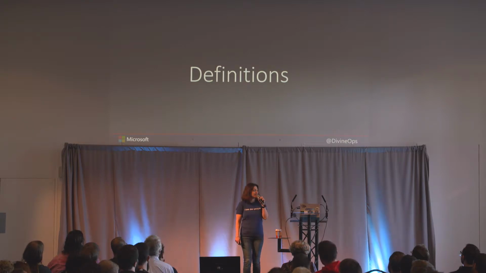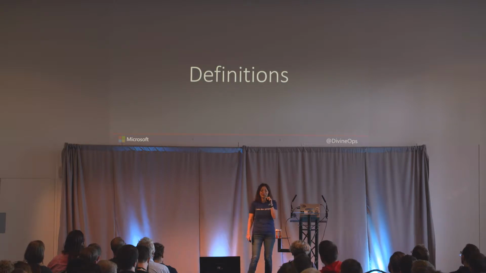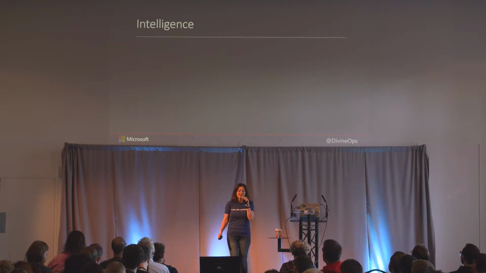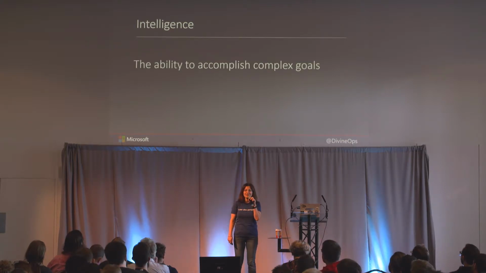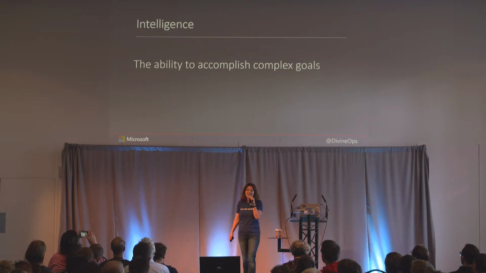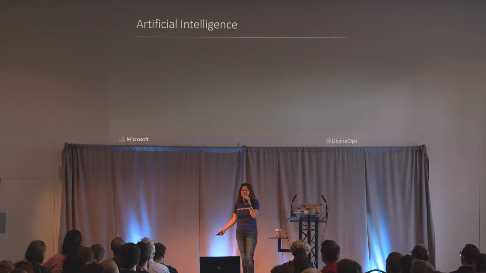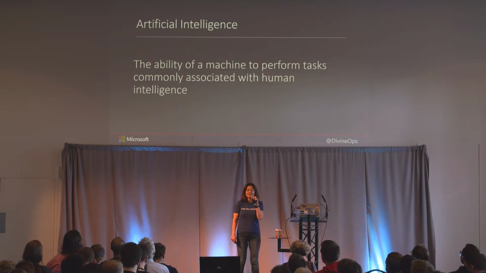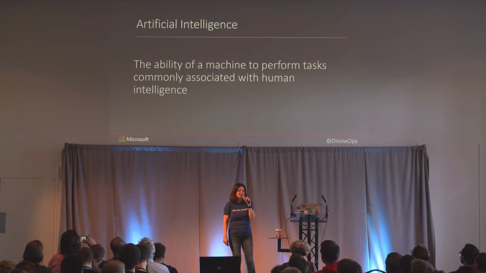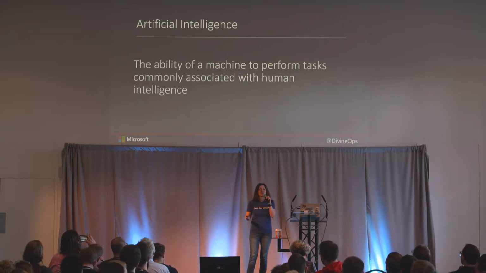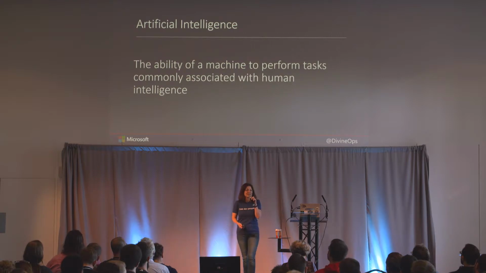So before we get started, I just want to do a couple of definitions so we level set what we're actually talking about here. The first thing that's important to define is intelligence. Intelligence is usually defined as the ability to accomplish complex goals. And then we can progress into artificial intelligence, which is usually defined as the ability of a machine to perform tasks commonly associated with human intelligence, right? So whenever a machine is able to do something that's considered to only be accomplishable by humans and complex, we call it artificial intelligence.